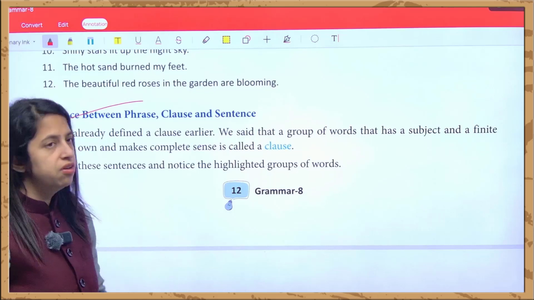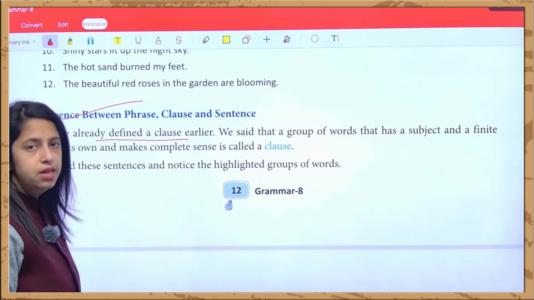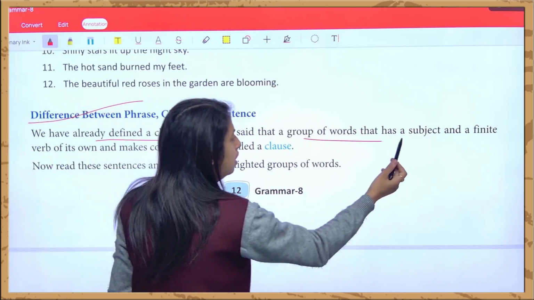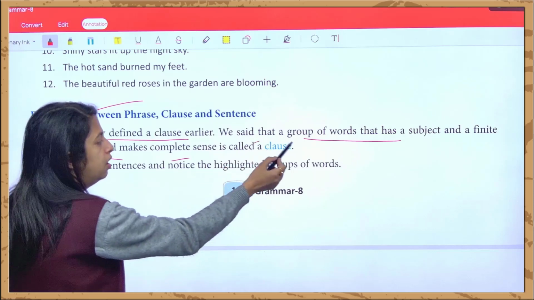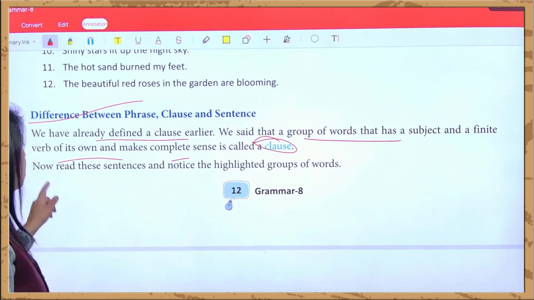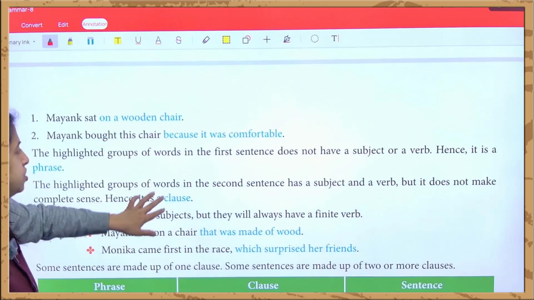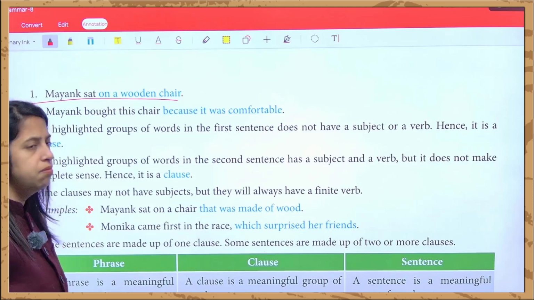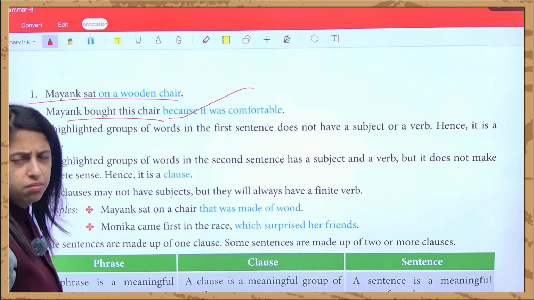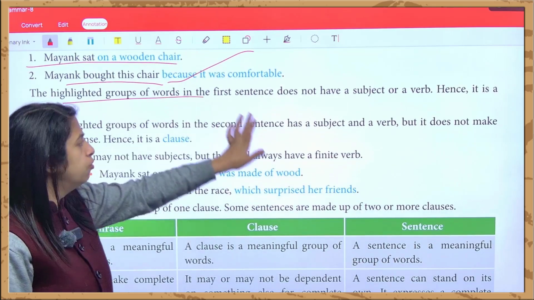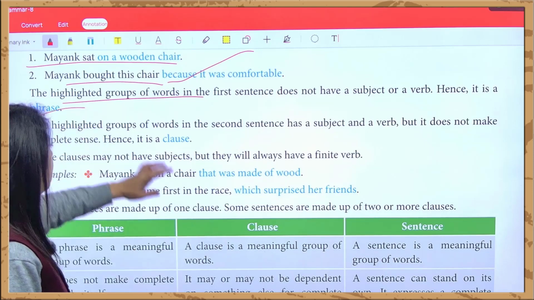Now, what is the difference between a phrase, clause, and a sentence? First, we'll be studying about a clause. We have already studied that a group of words that has a subject and of course a finite verb and makes complete sense, उसको हम क्या बोलेंगे? Clause बोलेंगे, right? Whereas, just read these sentences and highlight some group of words. जैसे कि आप देखिए, Mayank sat on a wooden chair पे बैठते हैं Mayank, right? Mayank bought the chair because it was very comfortable. The highlighted group of words in the sentence में does not have any subject and verb. Hence वो क्या है? एक phrase है.